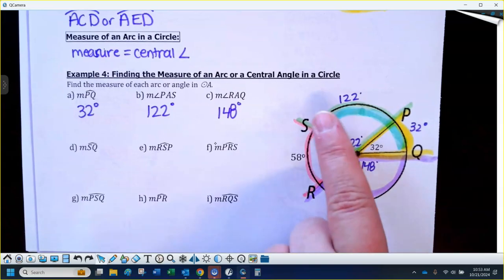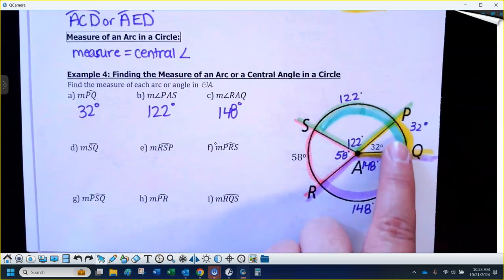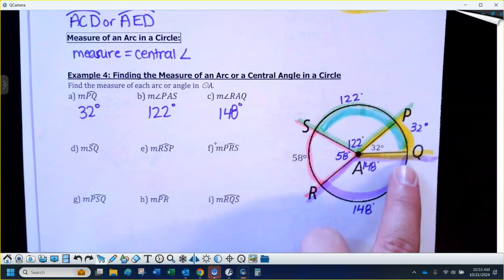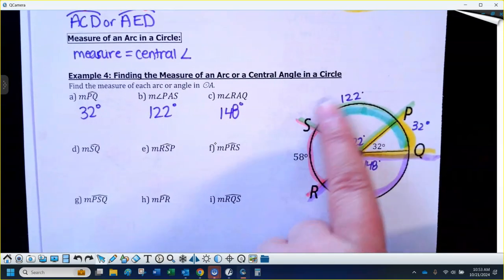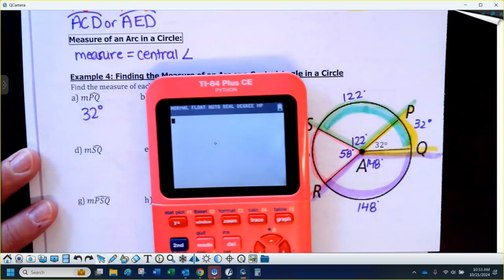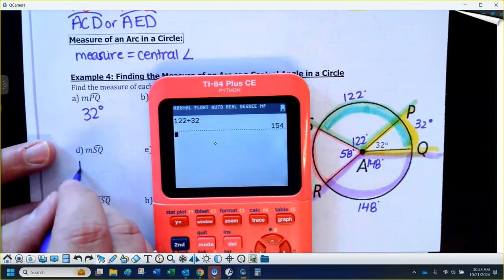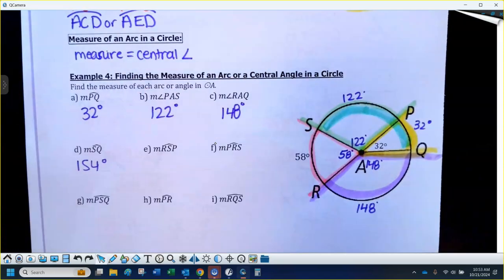Nobody has an idea? Okay, what numbers did I go around when I did that? You guys see I went through the 122 and the 32, right? S to Q, 122, 32. Literally, all you're going to do is add them up. That's it. Just add them together. So 122 plus 32, that's the whole thing. That's 154.